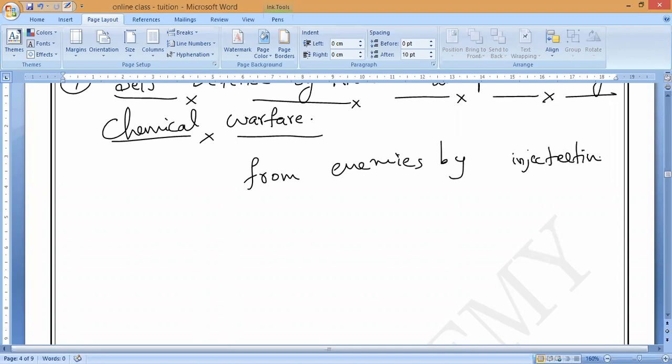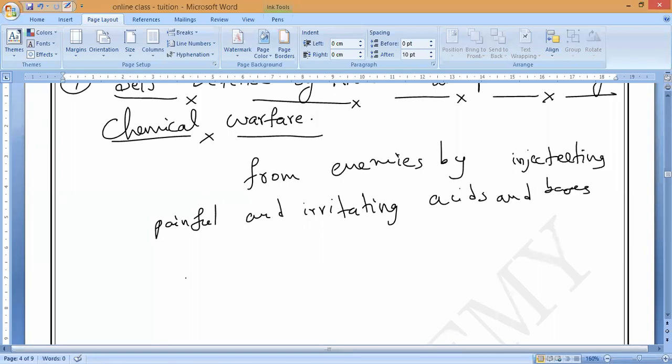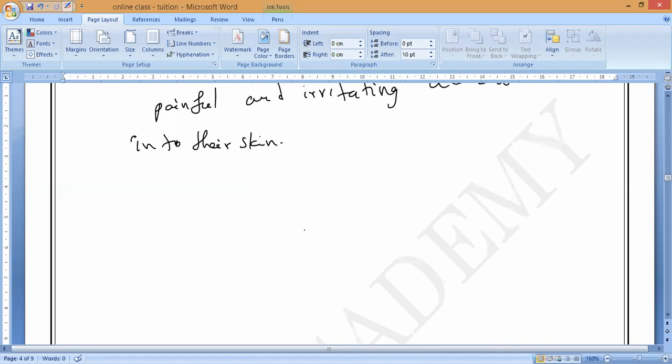By injecting painful and irritating acids and bases into the skin. Right. Irritating acids or bases into their skin. Whose skin? Enemy's skin. Now you can see, for example, honeybees. Suppose if you touch a honeybee, if you disturb the honeybee, what will happen? You have to tell me. The honeybee will bite. Is it yes or no? Once it bites, the sting of the honeybee is broken.